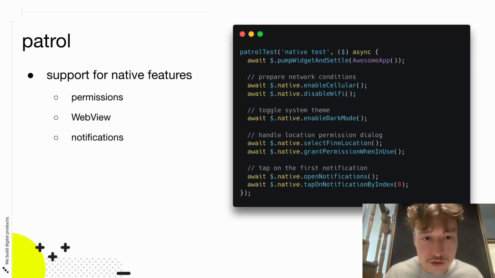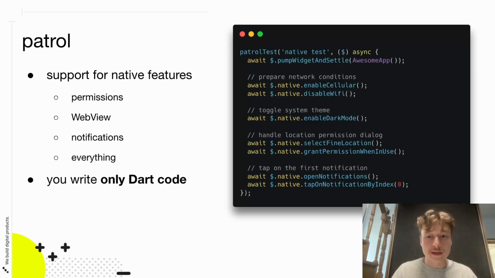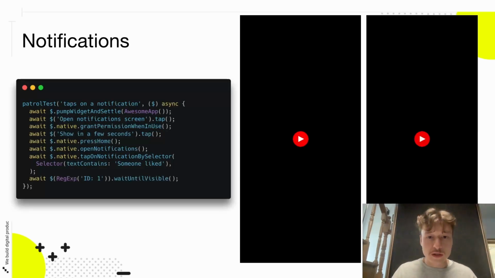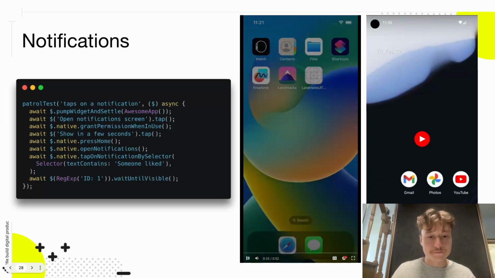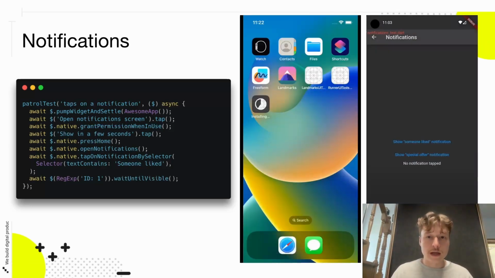So as you can see, we also support some native features from day one, like enable cellular, disable Wi-Fi, toggling system theme, handling permissions, tapping on notifications, stuff like that. And basically everything. So Patrol is the first framework where you can write only Dart code and interact with native stuff in your end-to-end test. This is really important. So let's look at the features that we already have out of the box.